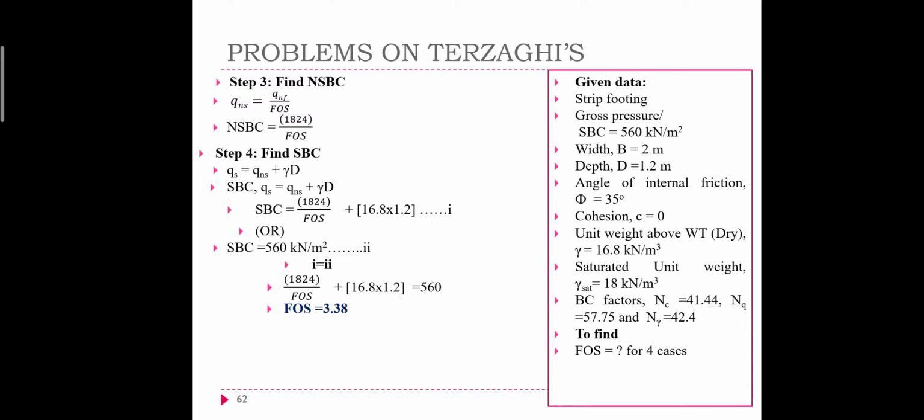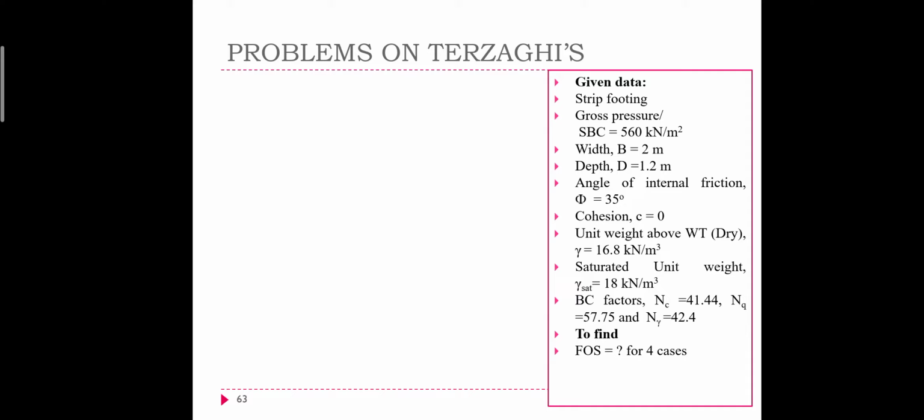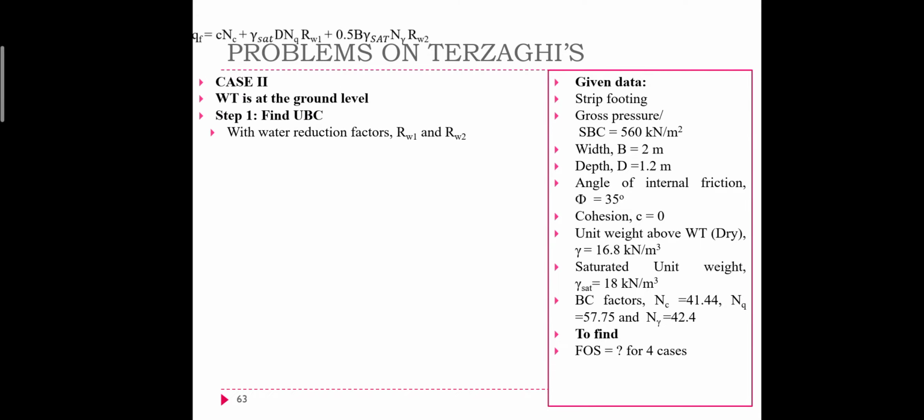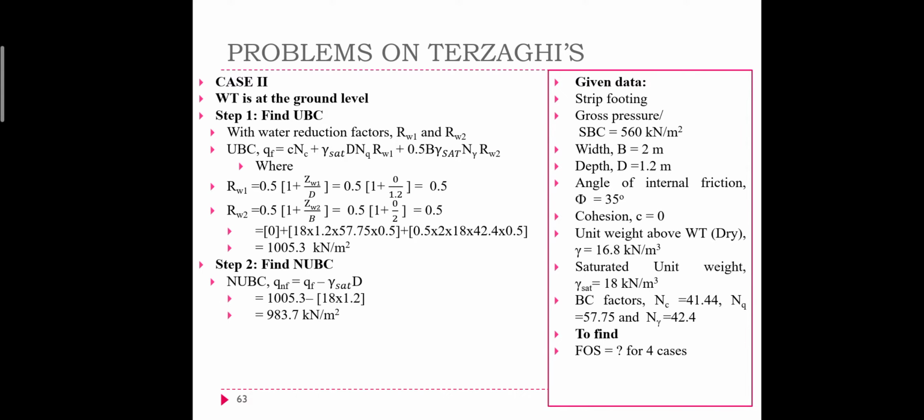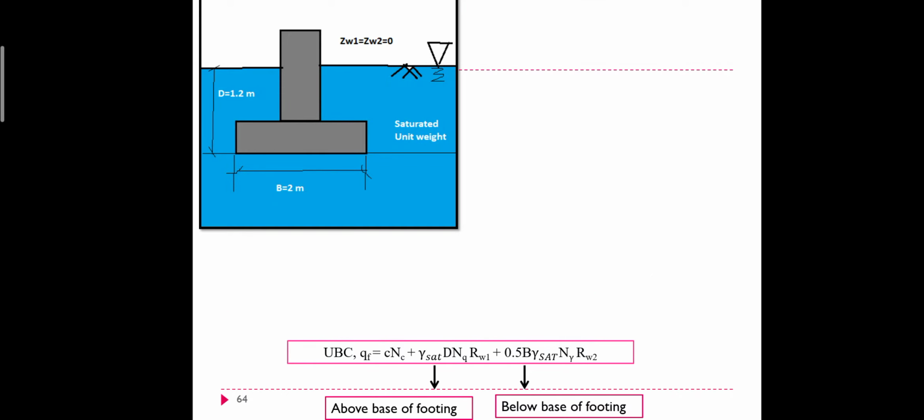The second question is, in the second case, the same parameters but the water table is at a different level. In case 2, the water table is at ground level. Water table at ground level means what? There is no distance between, completely the soil is filled with water. So I will explain. First draw the picture. Water table is at ground level.